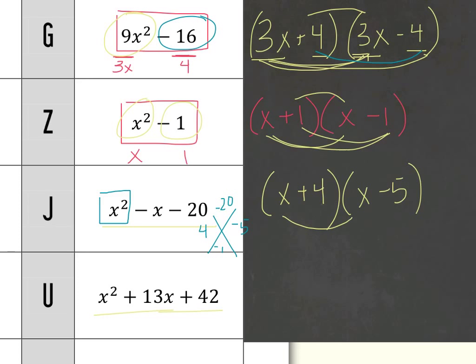Now check it. We have x squared, check. Minus 5 plus 4 is a negative 1. Minus 20 totally works. All right, let's go ahead and do our last one here.